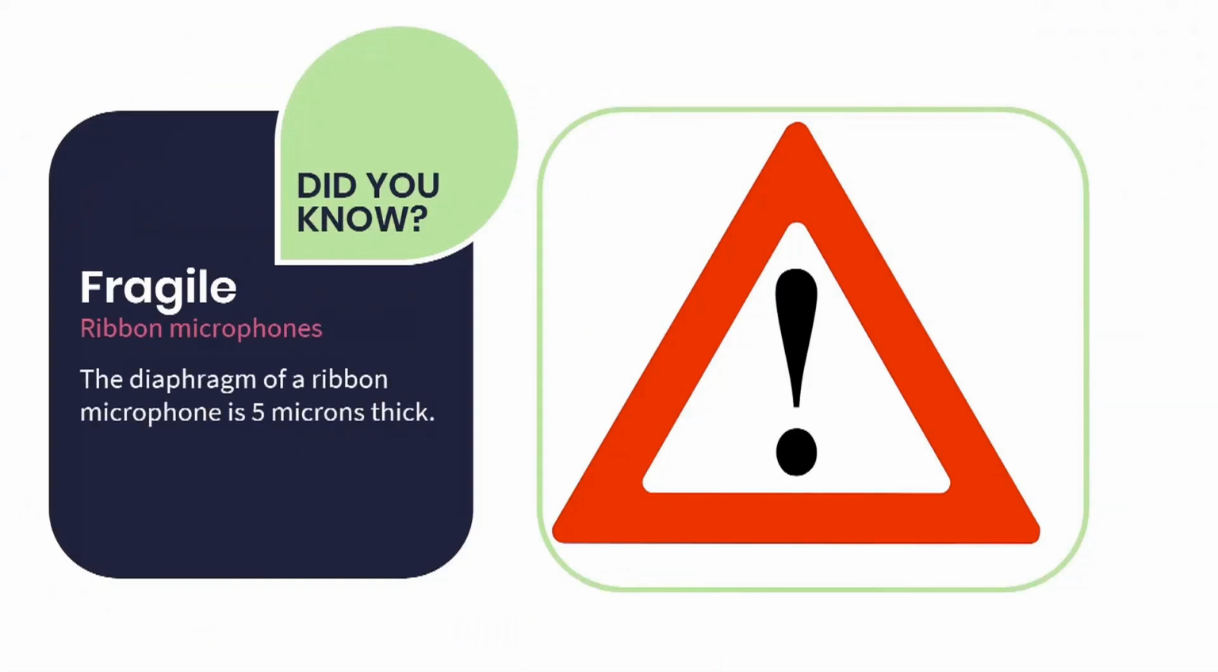Ribbon microphones are very fragile. Even a puff of air from someone singing can break the microphone diaphragm. On average, the diaphragm of a ribbon microphone is only 5 microns thick. These microphones are most suited for those who are experienced working with very sensitive equipment. The upside though, they do sound great.